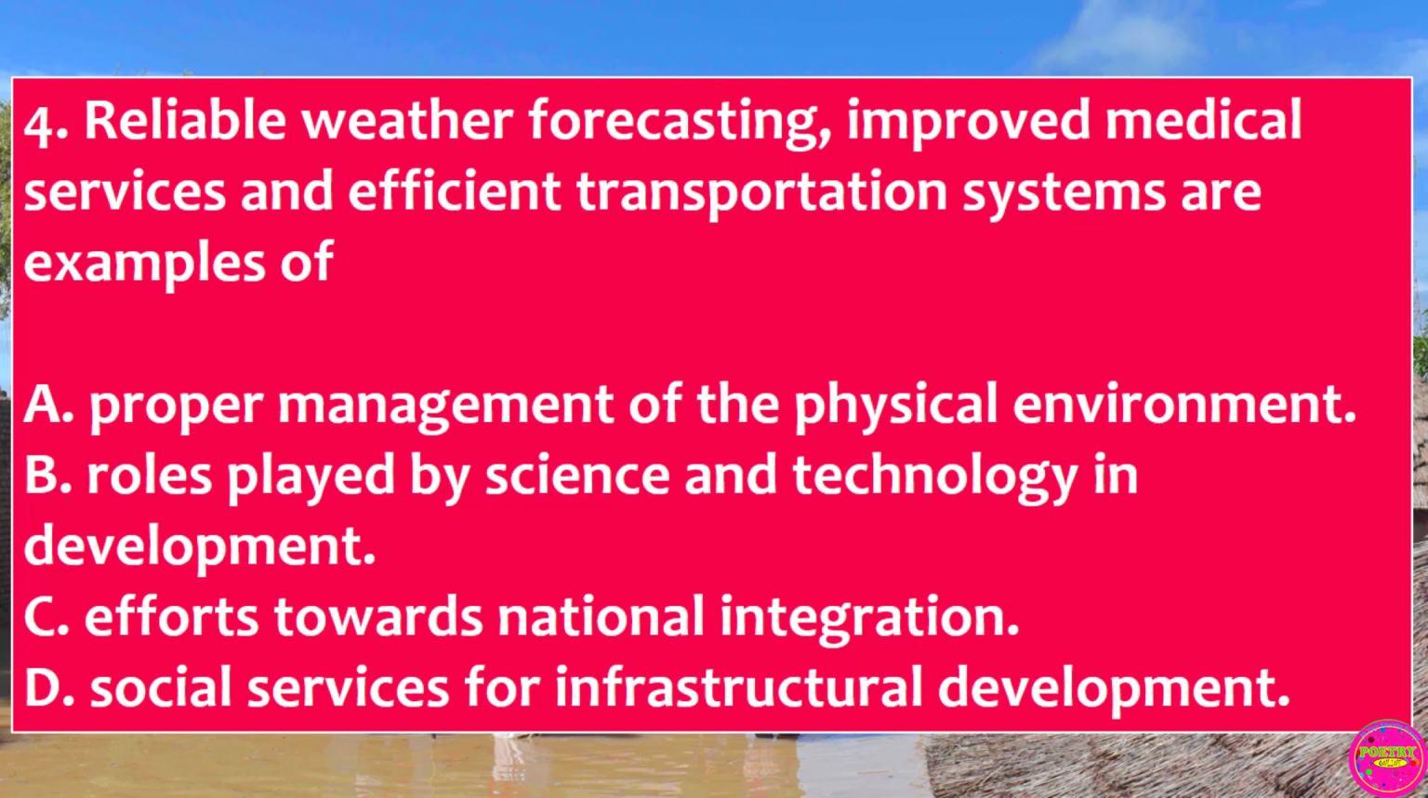Question 4. Reliable weather forecasting, improved medical services, and efficient transportation systems are examples of A. Proper management of the physical environment. B. Roles played by science and technology in development. C. Effort towards national integration. D. Social services for infrastructural development. The correct answer to this question is B. Roles played by science and technology in development.